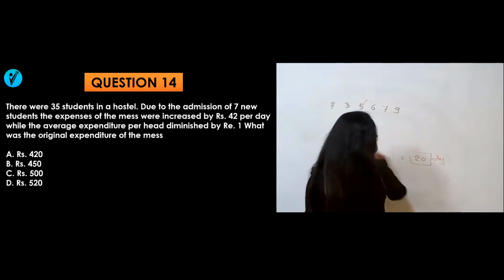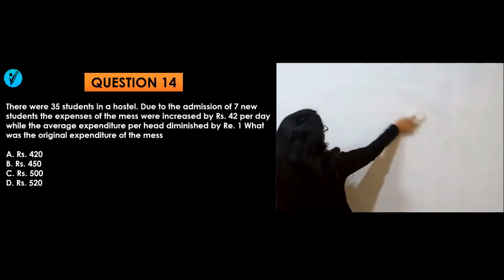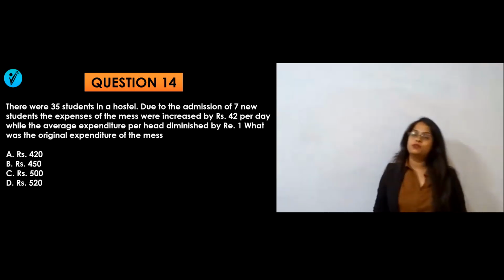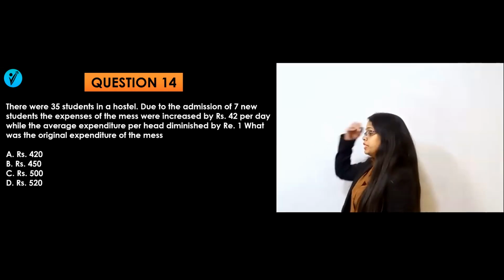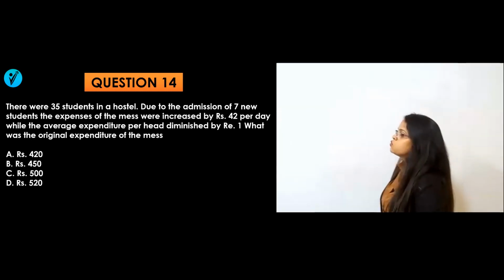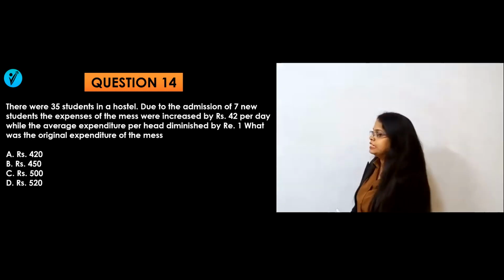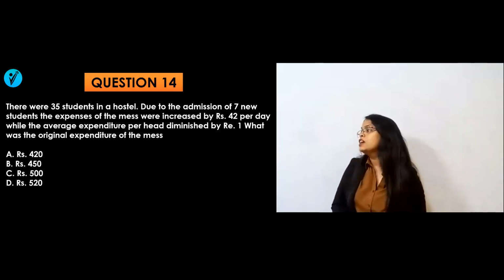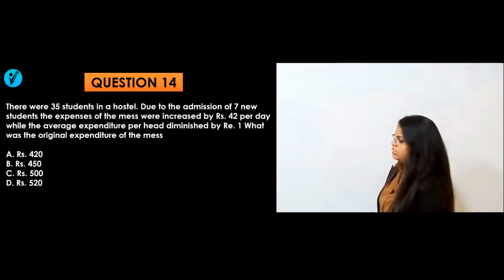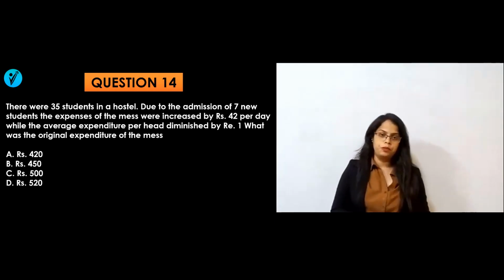Question number 14 is here. Now this question is important. We'll solve it by using the basic average. There were 35 students in a hostel. Due to the admission of 7 new students, the expenses of the mess increased by 42 rupees per day, while the average expenditure per head diminished by rupee 1. What was the original expenditure of the mess?